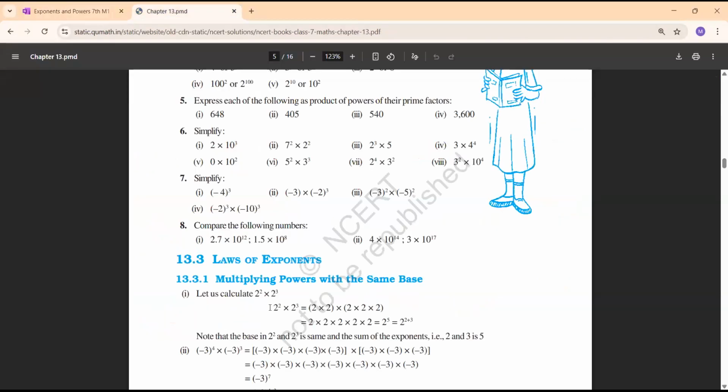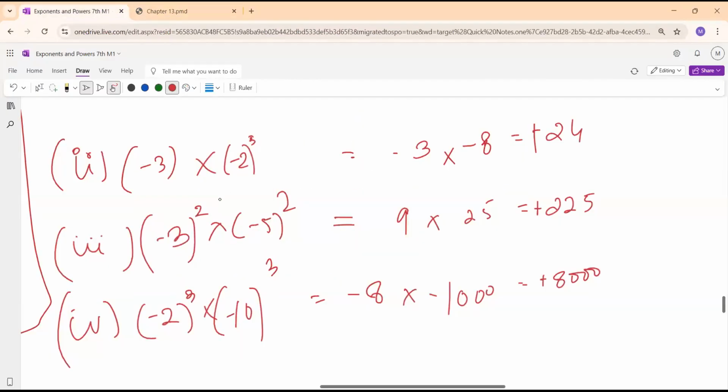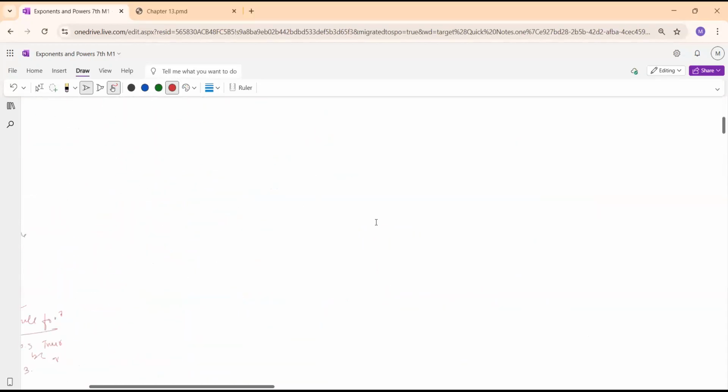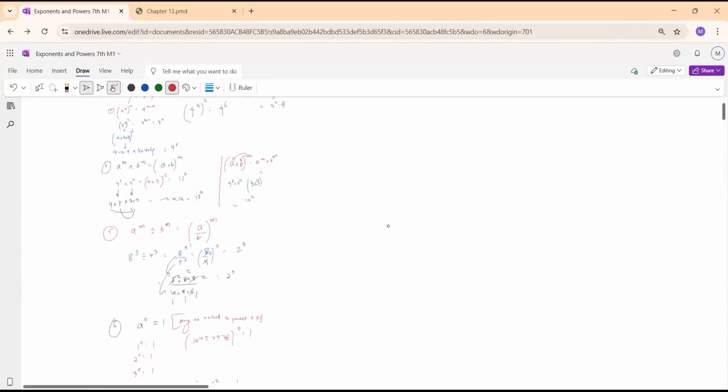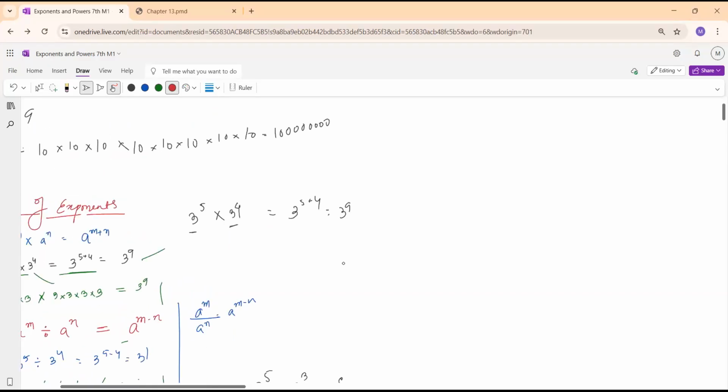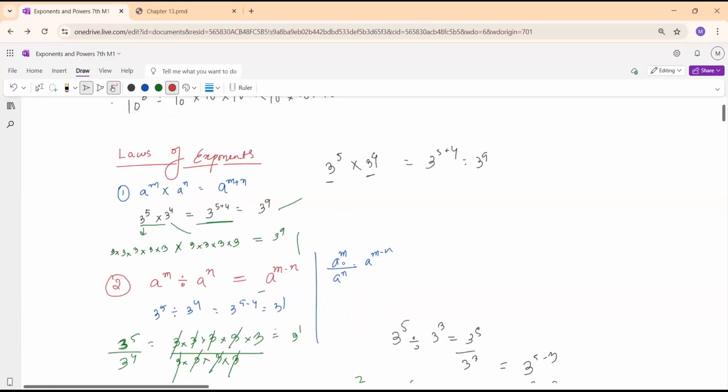So now guys, we are going to move to the second exercise, which is based on laws of exponents and powers. Okay, laws of exponents. See, I have already taught you the laws. You already have them in the notebook. I'll just make you revise them.